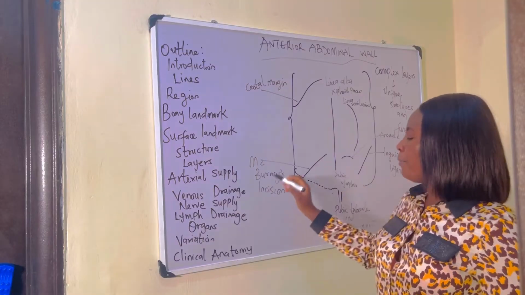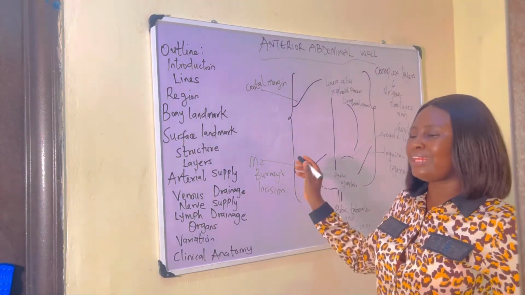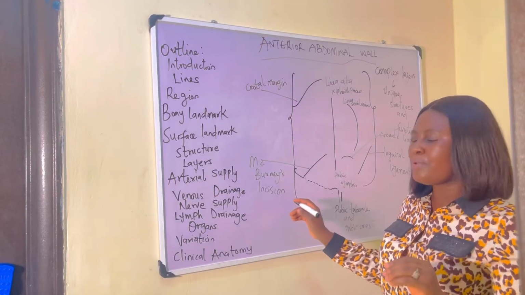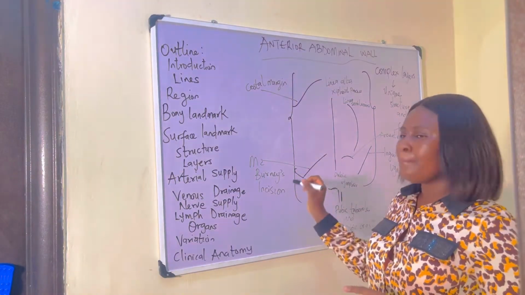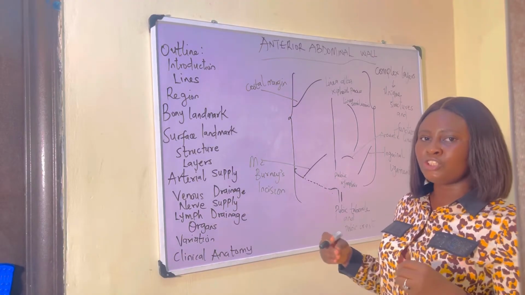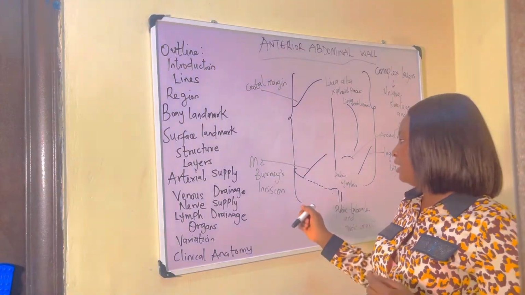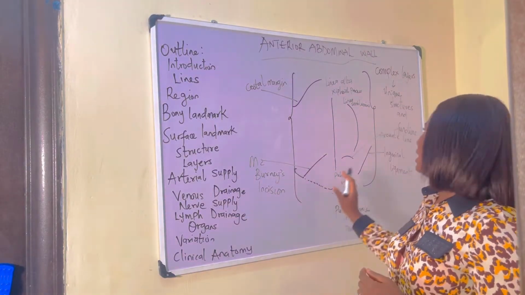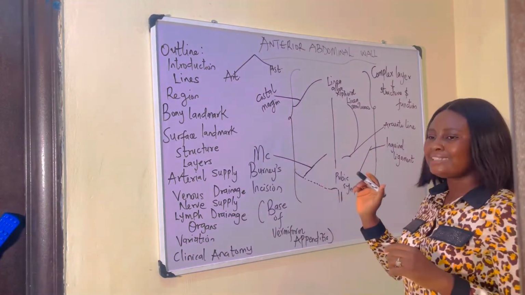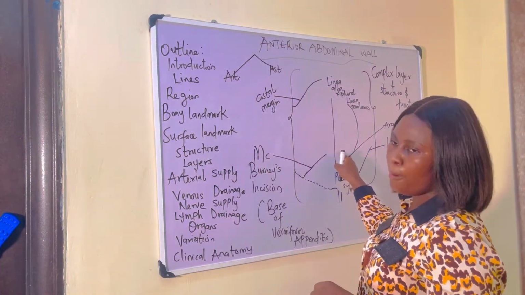Then we have the McBurney's incision. The McBurney's point is a landmark for the identification of the base of the vermiform appendix. The McBurney's incision is the point where surgeons make their incision during appendectomy. So when they want to carry out a surgery that involves appendectomy, they go through the McBurney's incision. And this line extends from the anterior superior iliac spine to the umbilicus.